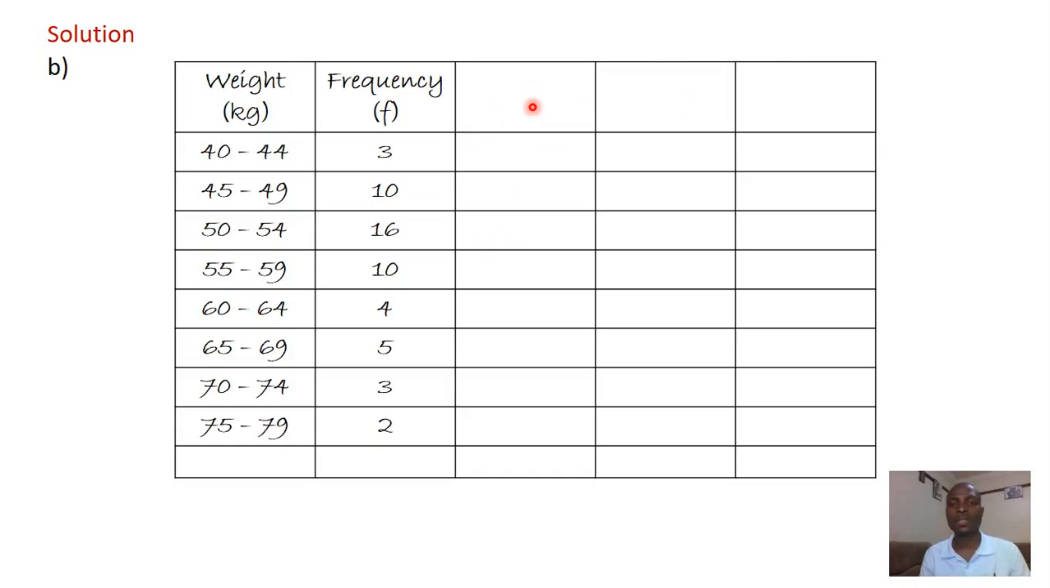That is, for getting the mean, we need the mid mark and then the f of x. And then for the histogram, we need the class boundary and then the frequency. So I already have the frequency. So let us get the mid mark. So mid mark is here.